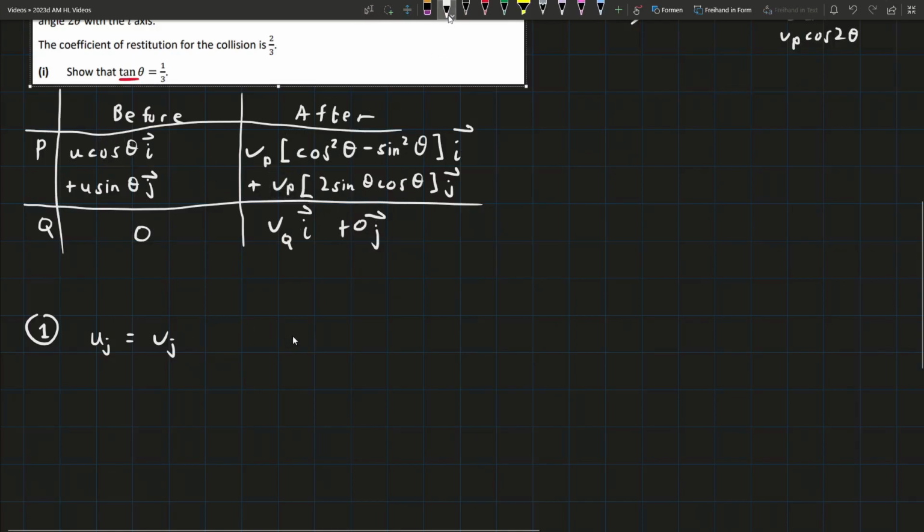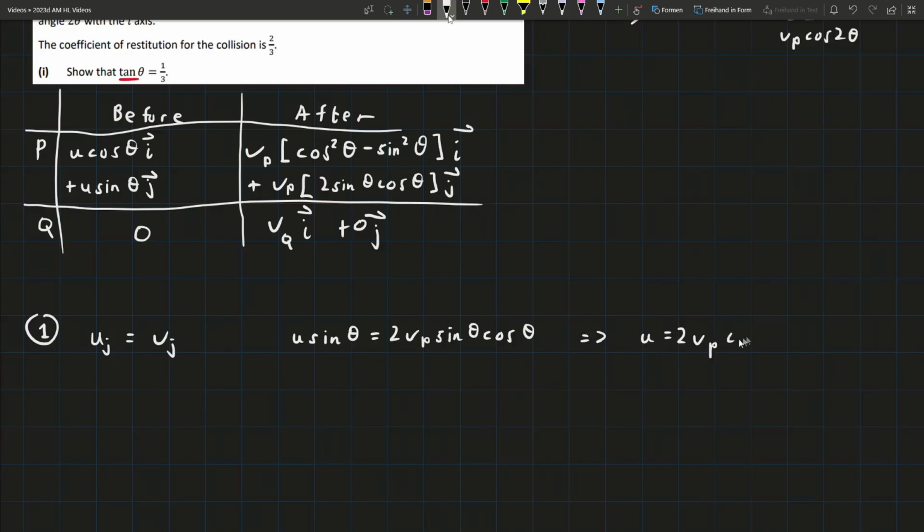So what we'll have is that U sine theta, which is the initial velocity in the J direction, equals 2 VP sine theta cos theta. I just put the 2 at the start because it works easier. And this is why I wanted to write them as thetas instead of leaving them as 2 thetas. Now we can cancel the sines, so we already get a little bit of simplification. That U is 2 VP cos theta. And that's our first important fact from our first equation.